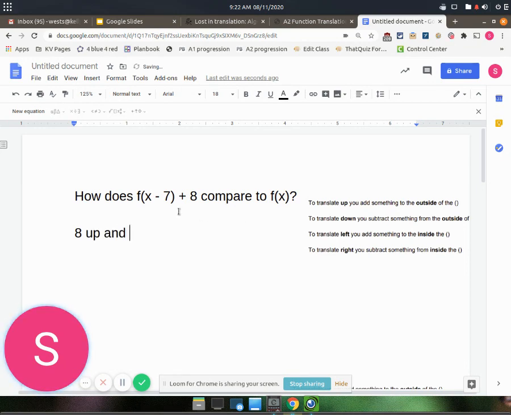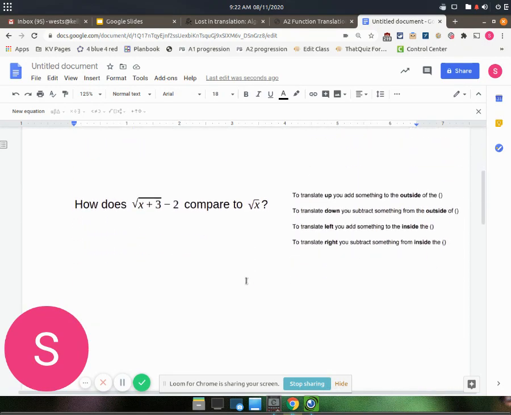And then we have minus 7 on the inside. So on the inside, we are subtracting something. So that's going to move it 7 to the right. That's all they're asking for, what kind of translation. 8 units up and 7 units to the right.